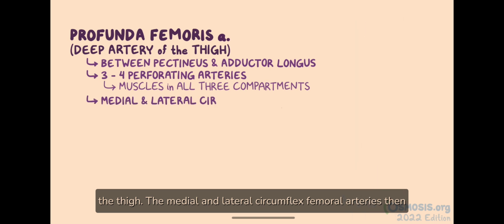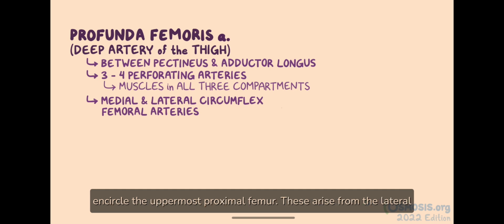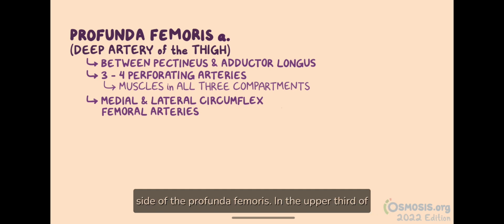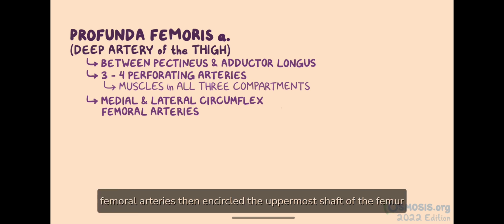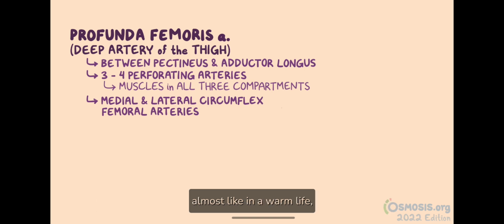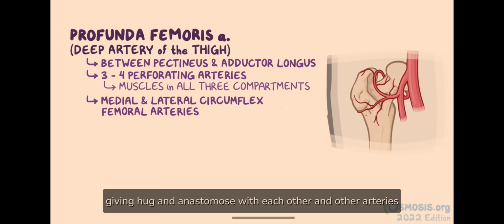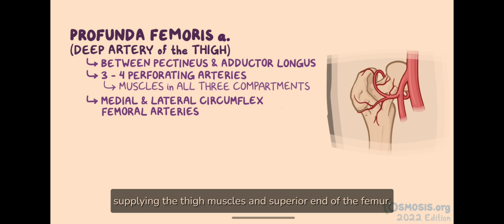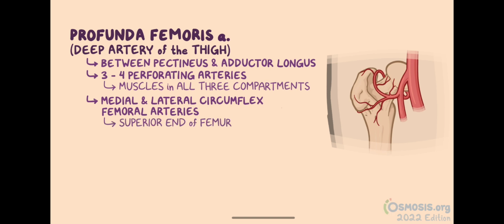The medial and lateral circumflex femoral arteries then encircle the uppermost proximal femur. These arise from the lateral side of the profunda femoris in the upper third of the thigh. They encircle the uppermost shaft of the femur, almost like in a warm, life-giving hug, and anastomose with each other and other arteries supplying the thigh muscles and superior end of the femur.